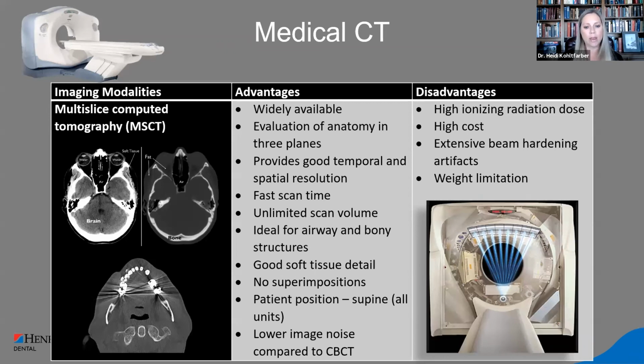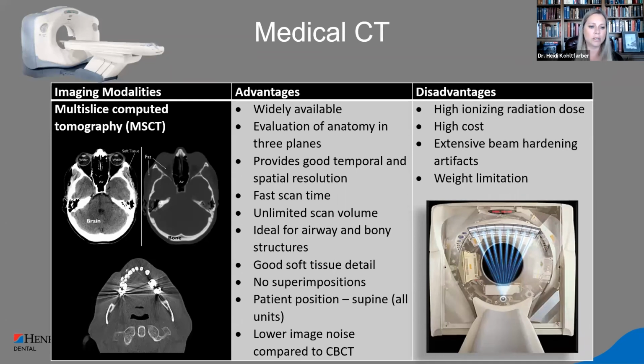Ideal for airway and bony structures. For airway, the patient would be sitting or laying down, which they're going to be in a medical CT. Excellent soft tissue detail. Very, very minimal noise. So it hits that receptor. It's really going to be 95% signal and only 5% noise. And that's the reason we have the excellent soft tissue detail with our medical CTs.